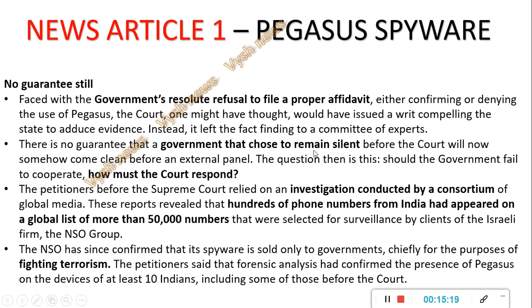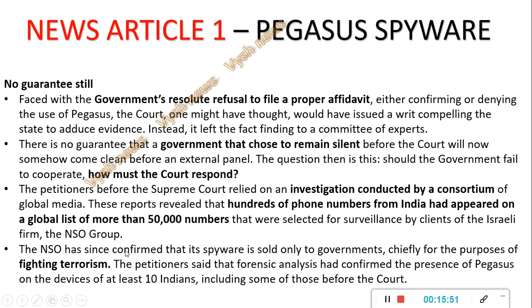He says the government is choosing to remain silent, and the court is also not giving any strict instruction to them. Now it is simply putting in a committee. What will happen? So he is now telling how the court must respond. There are facts: an investigation done by a consortium of global media, with proof that hundreds of phone numbers from India were on the global list of 50,000 numbers. Full proof is there, so why can't you strictly ask the government what happened and how many you are actually doing? There is a set of questions this author says you should ask the government, which I'll show you.